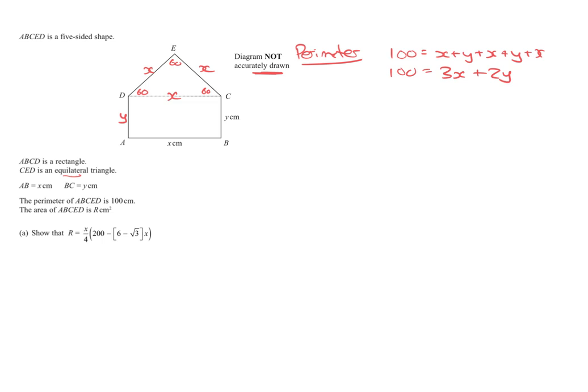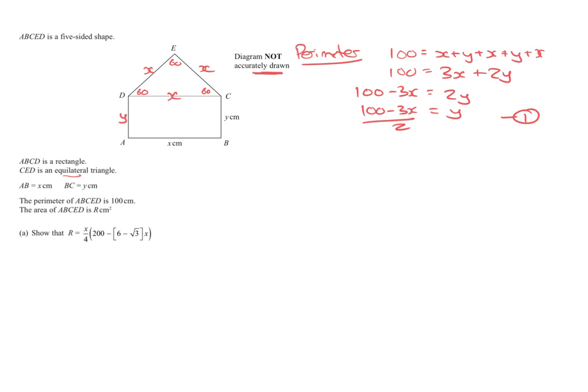Now looking at what they're trying to get us to show, our area is in terms of x, there's no y here. So what I'm going to do now is rearrange this equation for the perimeter so that I know what y is equal to, because clearly I'm going to have to get rid of that y at some point. So that's going to be 100 minus 3x is 2y. So y is 100 minus 3x over 2. I'm going to call that equation number 1.